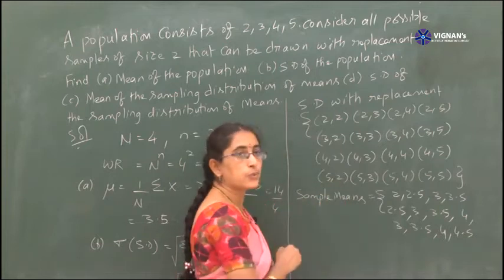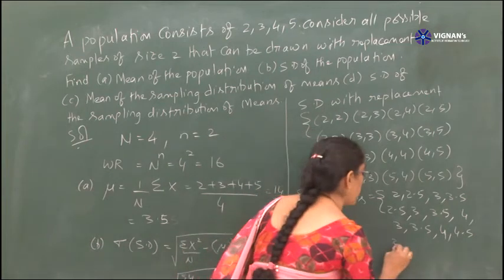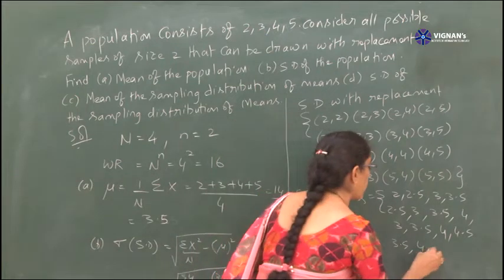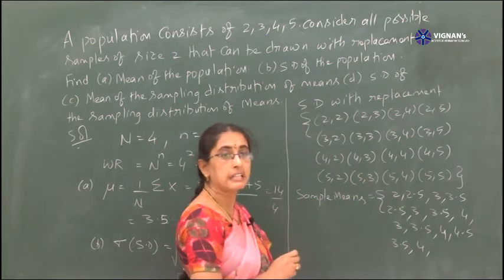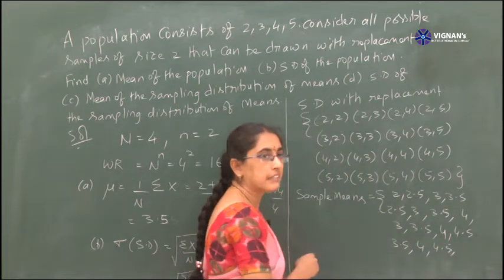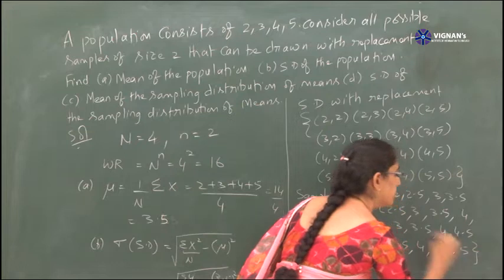Then 5 plus 2, 7. 7 by 2, 3.5. 5 plus 3, 8. 8 by 2, 4. 5 plus 4, 9. 9 by 2, 4.5. 5 plus 5, 10. 10 by 2, 5. Right?